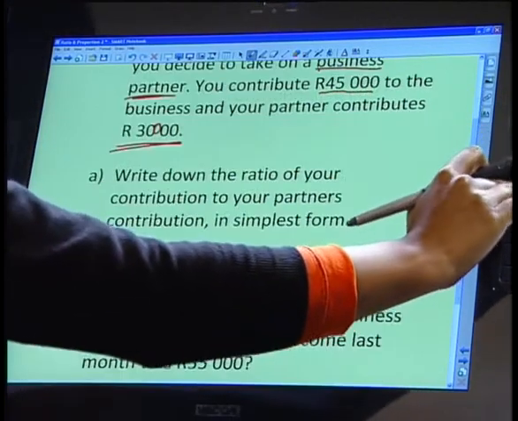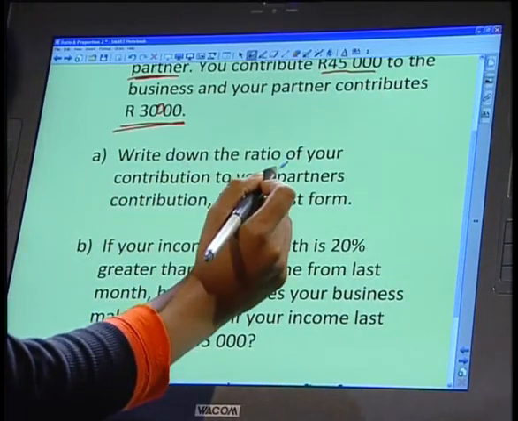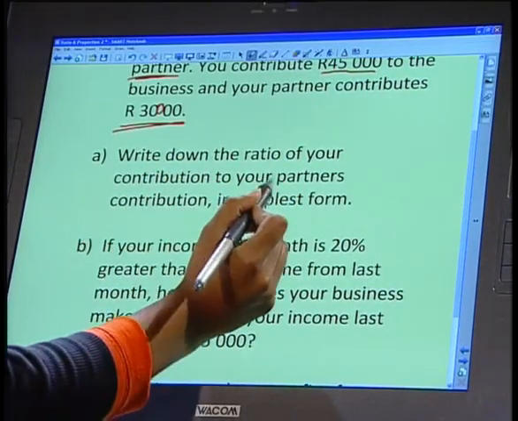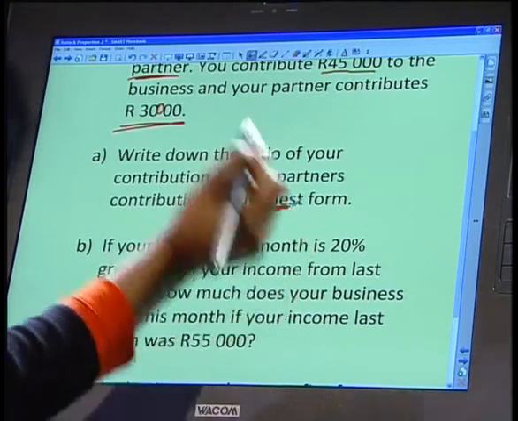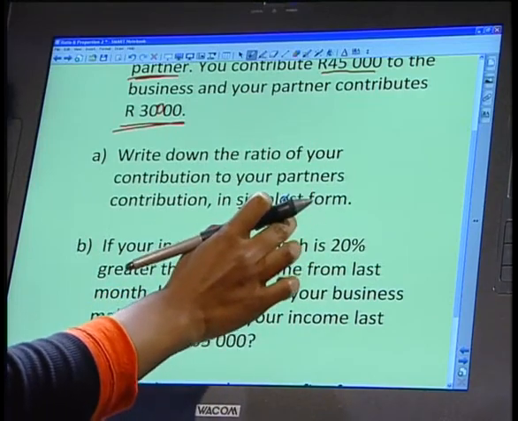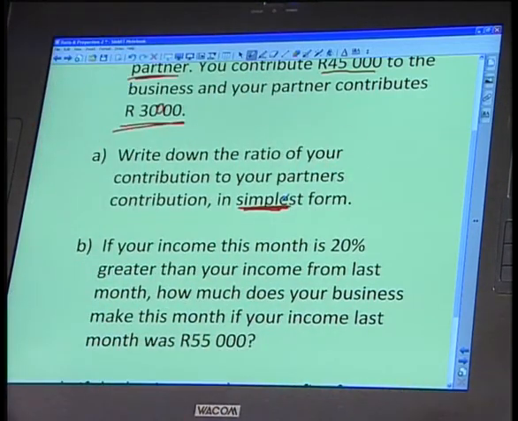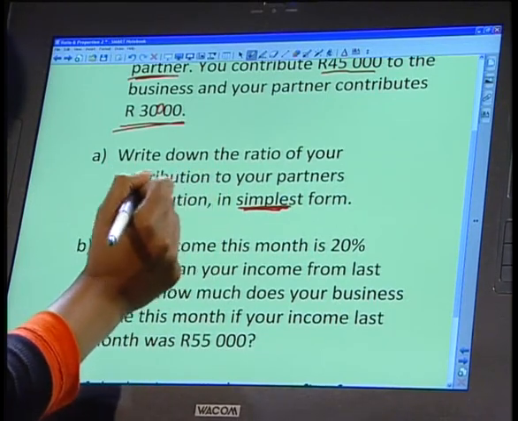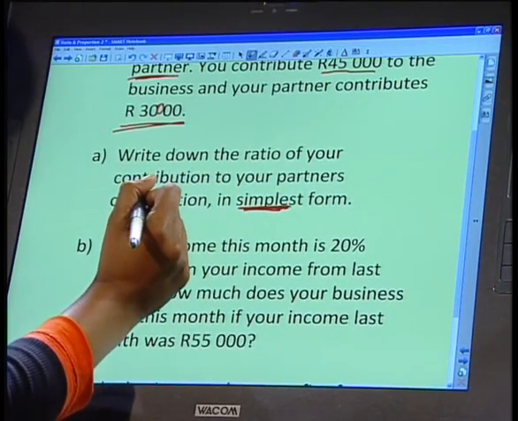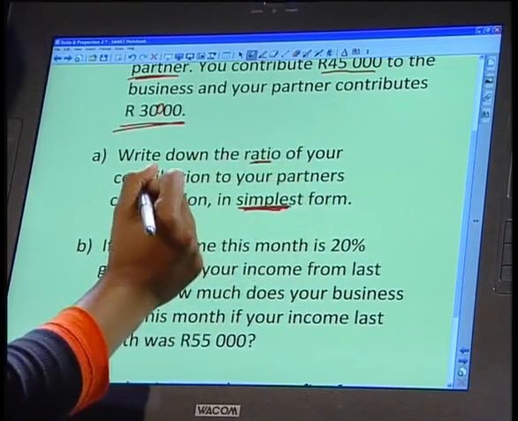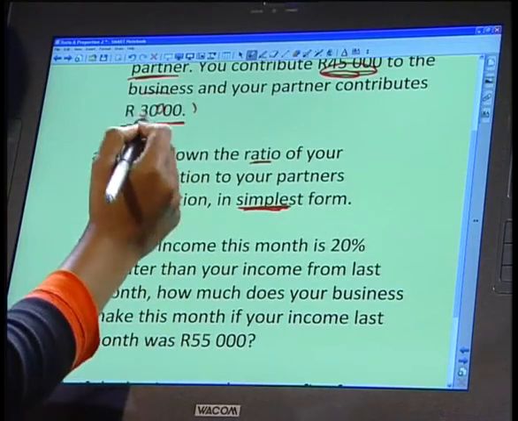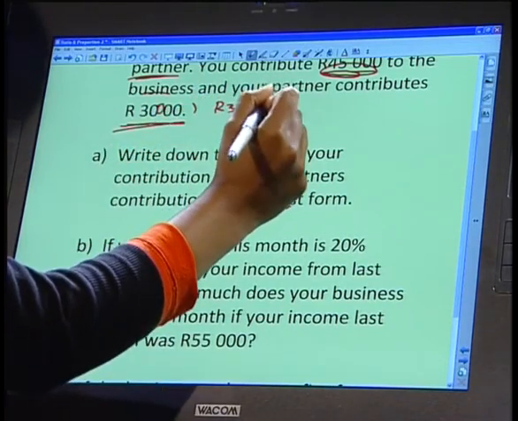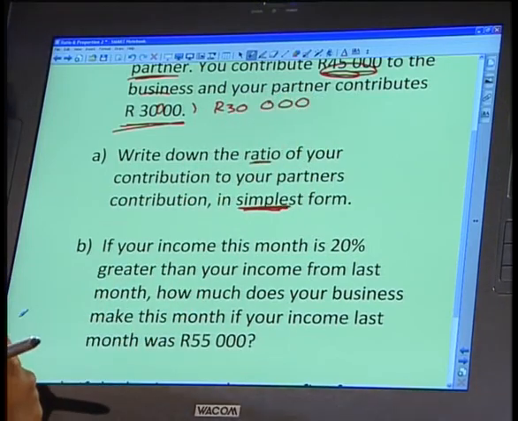The first question asks you to write down the ratio of your contribution to your partner's contribution in simplest form. They say in simplest form, guys, that tells you that when you get your answers, you need to go as far as possible. And my only clue to you here, because this really is self-explanatory, is to write down the ratio of your contribution, which is 45,000 Rand, to your partner's contribution of 30,000 Rand, and just simplify that and see what you get.